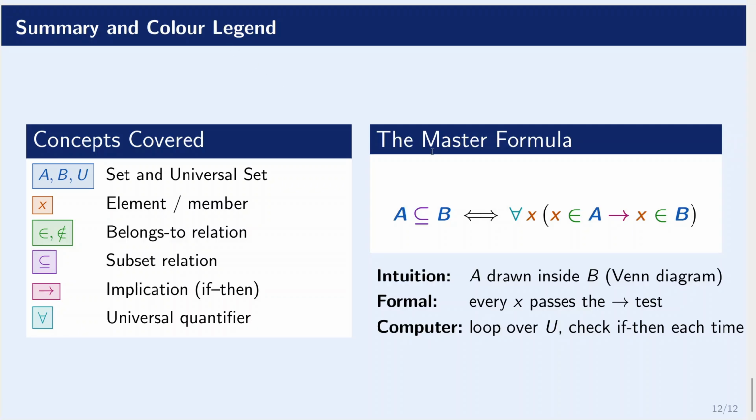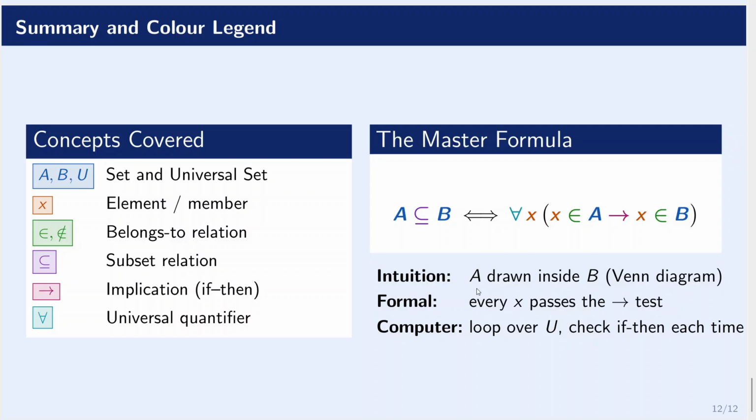All of this culminates in the master formula. A is a subset of B if and only if, for all x, if x belongs to A, then x belongs to B. We can view this profound formula from three different perspectives.